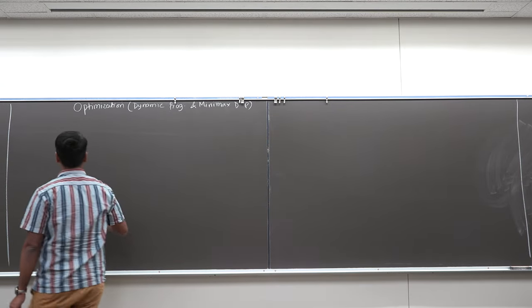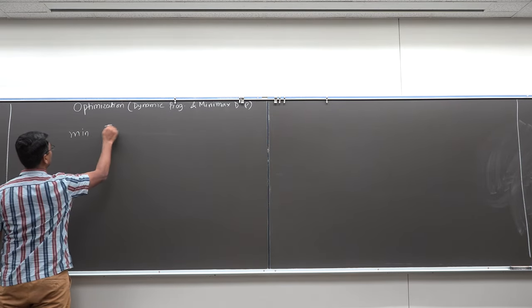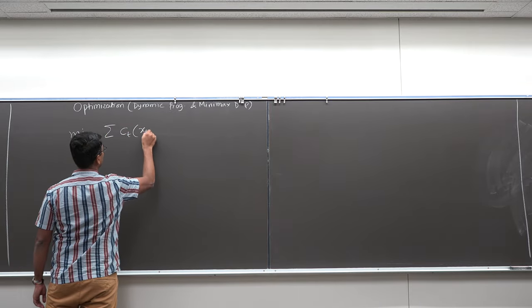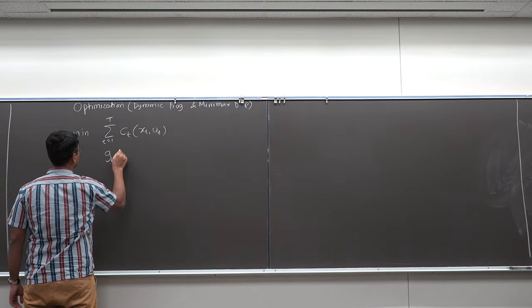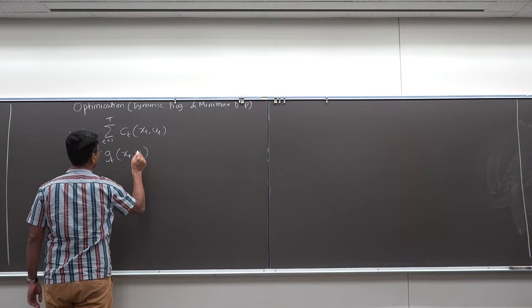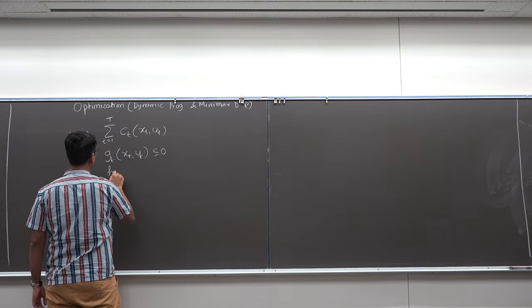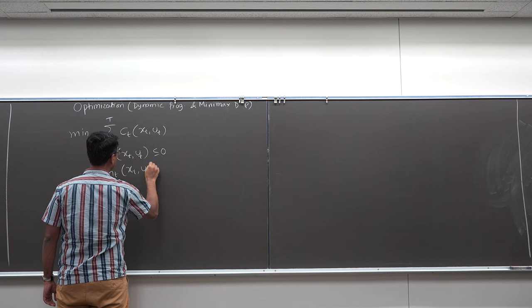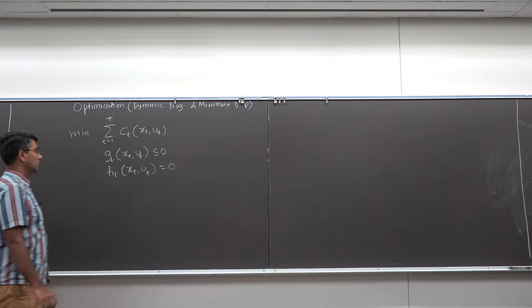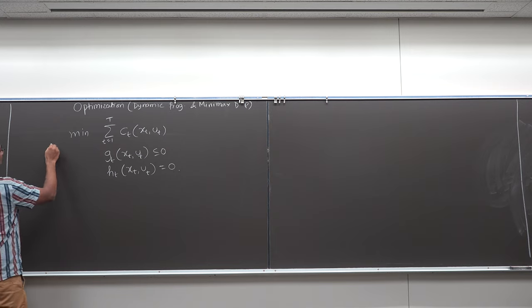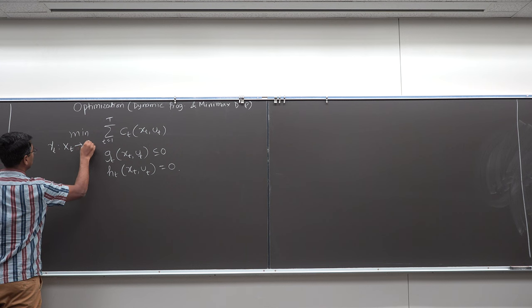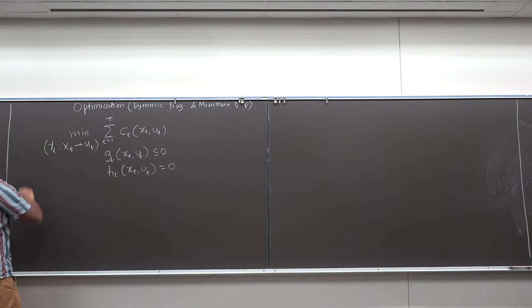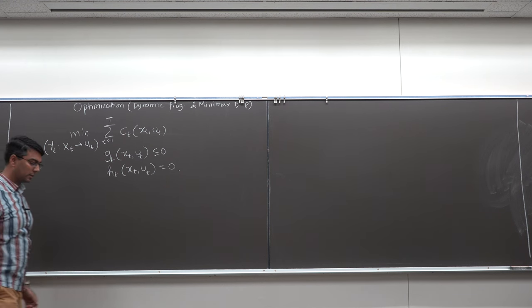So this is an optimization problem. I want to minimize the summation of C_t of x_t and u_t, t goes from 1 to capital T, such that g_t of x_t, u_t is less than or equal to 0, and h_t of x_t, u_t equals 0. That's my optimization problem. And I want to minimize over all gamma_t that maps x_t to u_t. So my control action is supposed to be a function of the state.